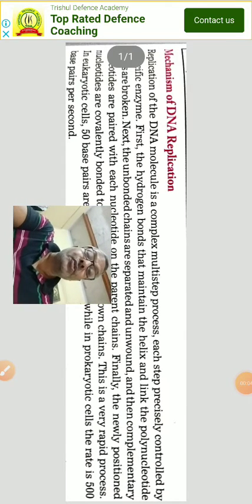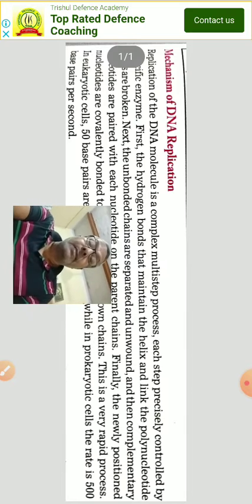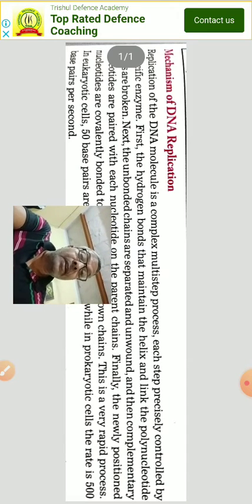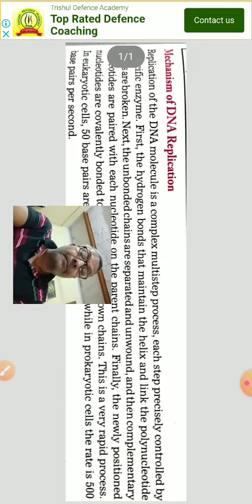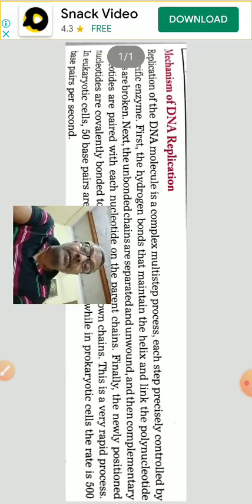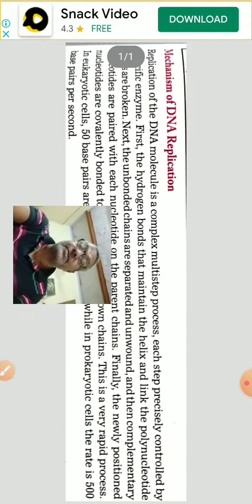Now you have to study the mechanism of DNA replication. Replication of the DNA molecule is a complex multi-step process. Each step of replication of DNA is controlled by a specific enzyme. The mechanism of DNA replication is completed in many steps.